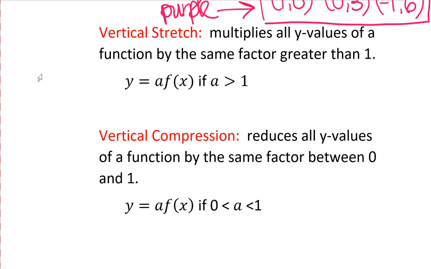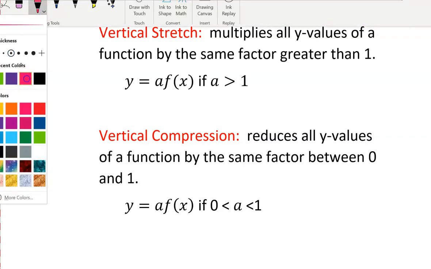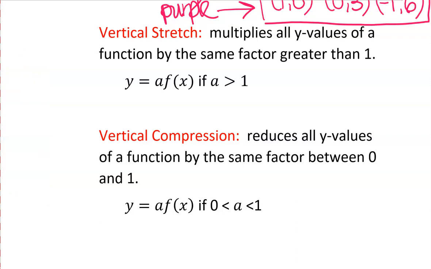A vertical stretch multiplies all the y values by the same factor greater than 1. A vertical compression reduces all y values by the same factor between 0 and 1. So if it is a fractional value, it is a compression. It sinks it in. If it is a bigger value, like a value bigger than 1, and we're talking about this number right here, it is a vertical stretch. So keep track of that one.